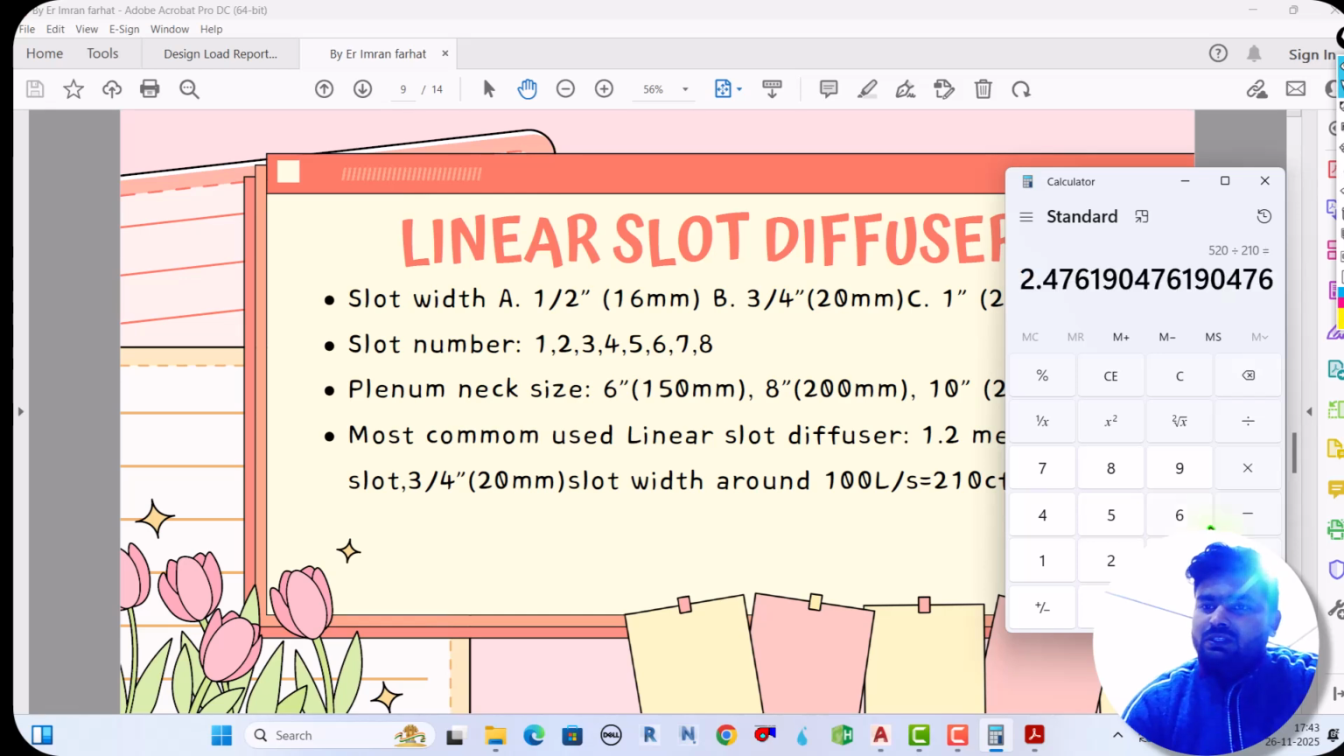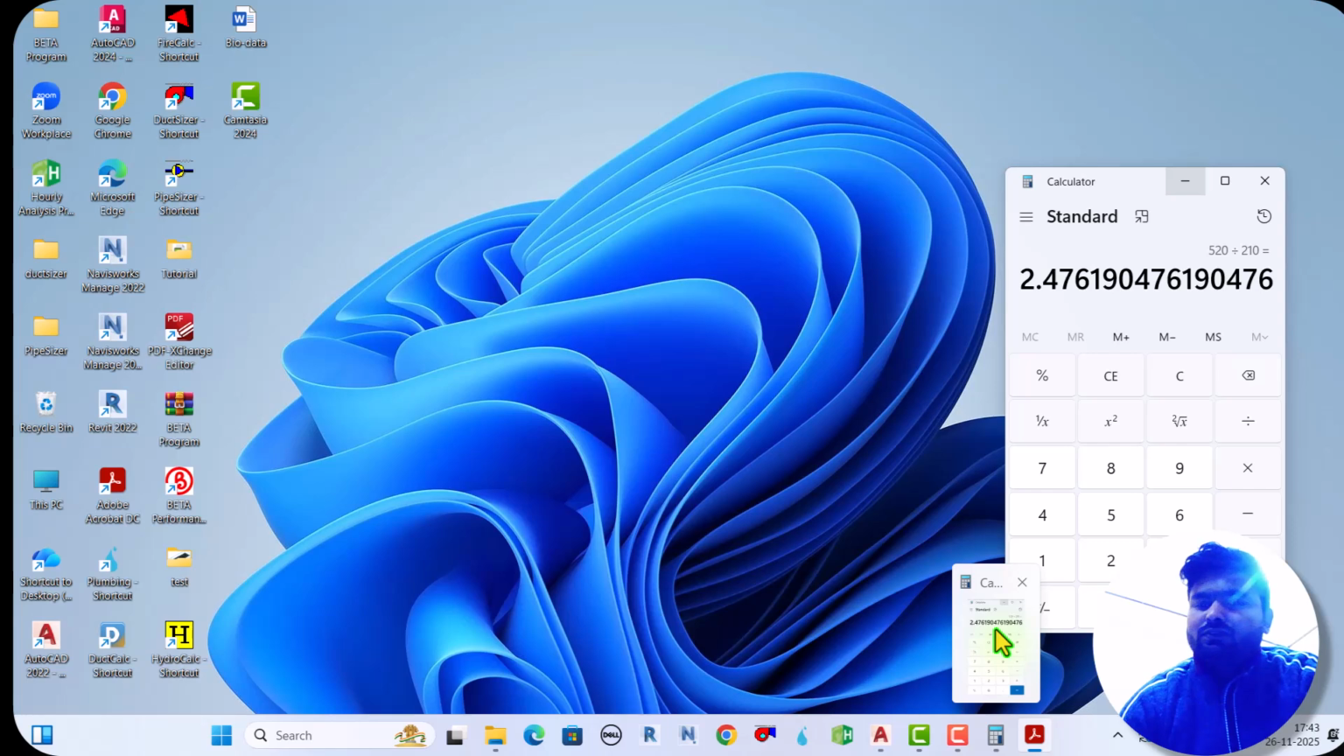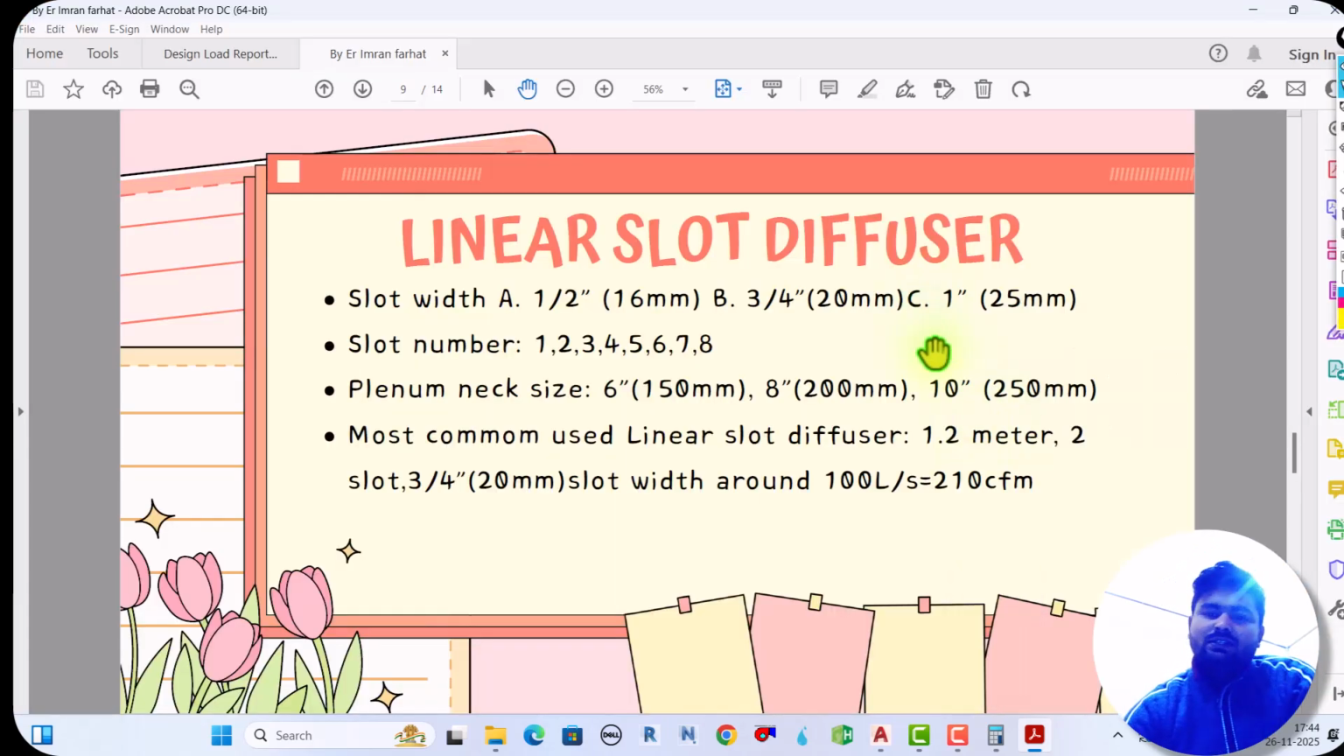Okay, and how much? 2.4 meter. It means 2 length we need for linear slot diffuser, 3/4 inch. Okay, 1.2 meter. How many length? We need 2.4 meter length, right? So we can select like this, but we will see how to select.